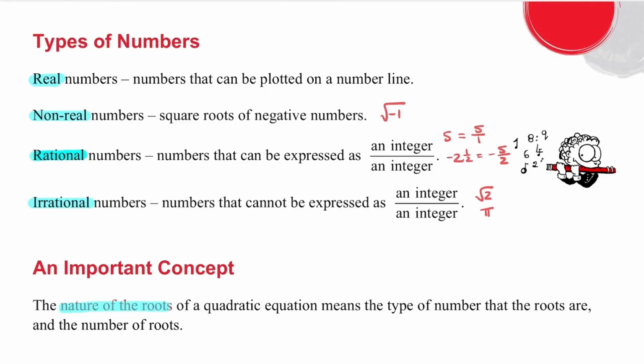With nature of the roots, what happens there is you don't want to know what the actual answers are. You want to know what kind of answers you're going to get. In other words, what is the type of number that the roots are? Are they real or non-real? Are they rational or irrational? And you also want to know how many there are. Are there 2 roots to the quadratic equation? Is there only 1 root? Or are there no real roots? So nature of the roots tells you what kind of answers you're going to get and how many you will get.